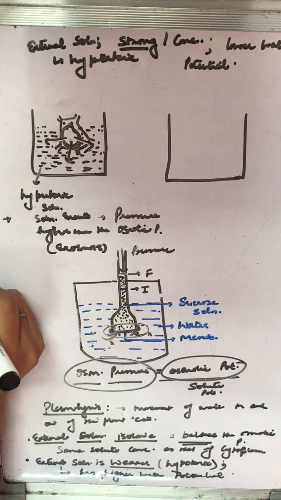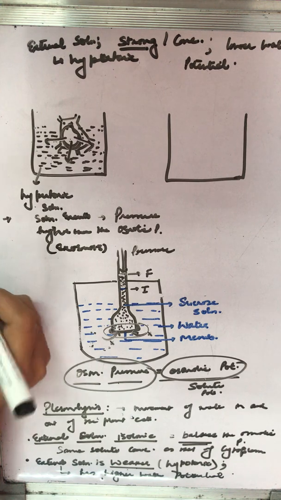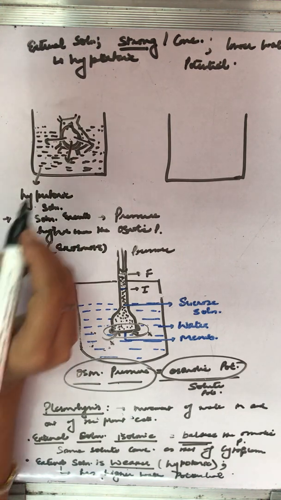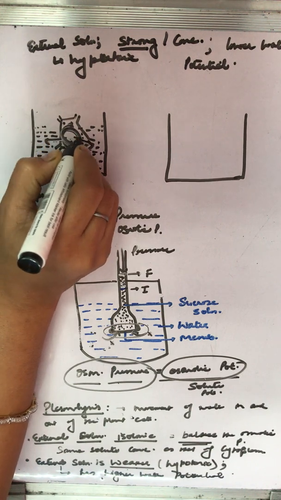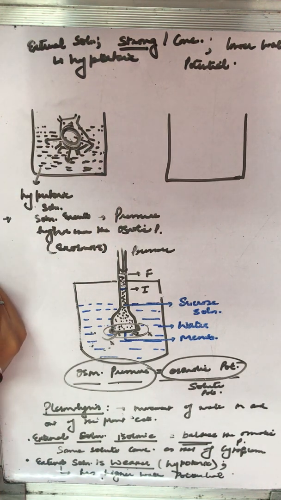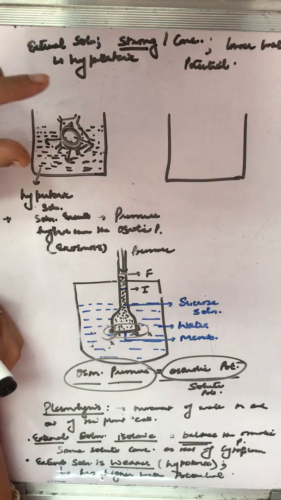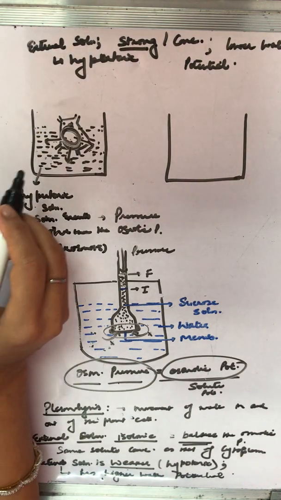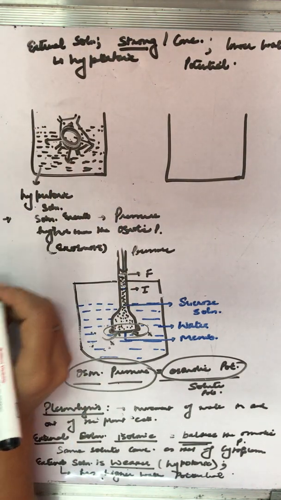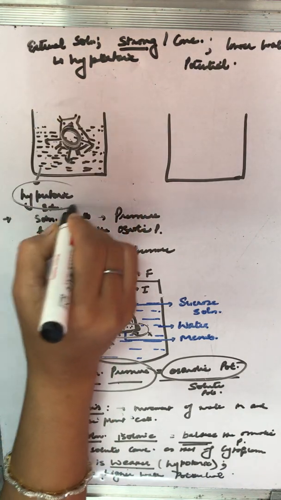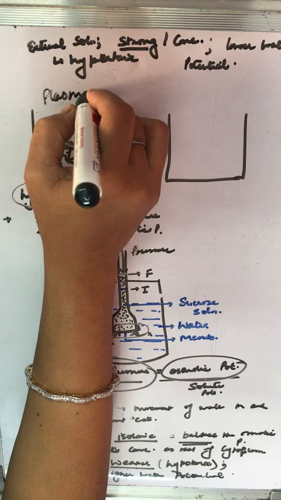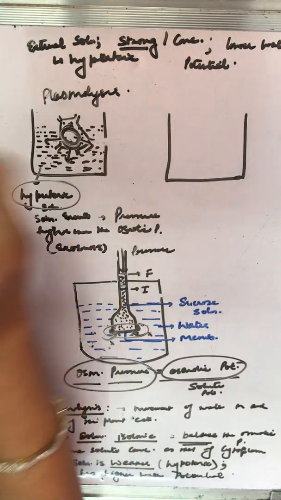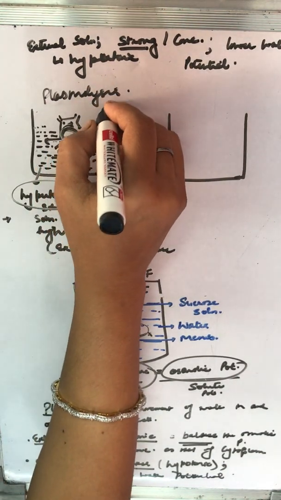Okay, and if exosmosis takes place, it will result in the shrinkage of the protoplasm of the cell, vacuole and the protoplasm, which recedes the cell from the cell wall, and the phenomenon is plasmolysis. So what do we observe in hypertonic solution? It's plasmolysis, and the cell becomes flaccid.